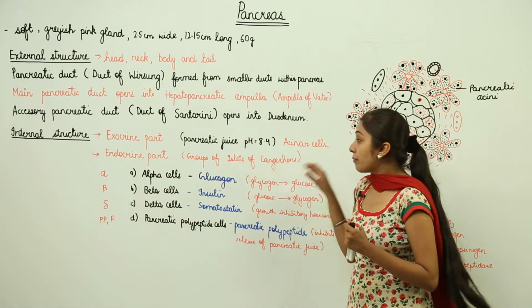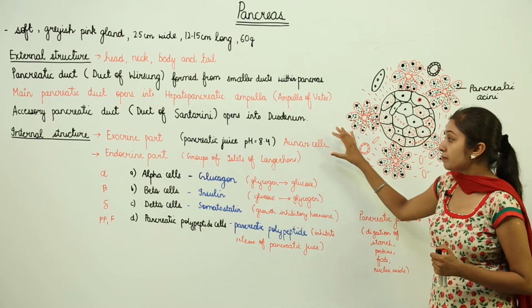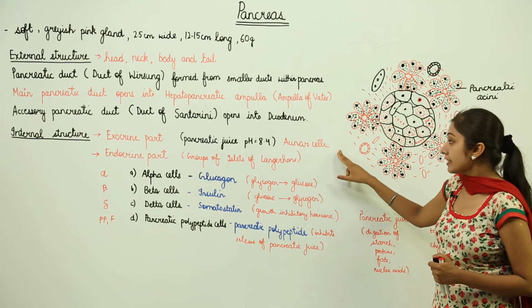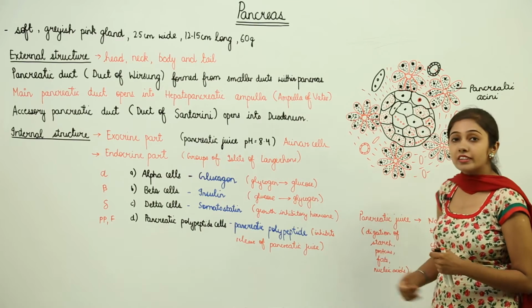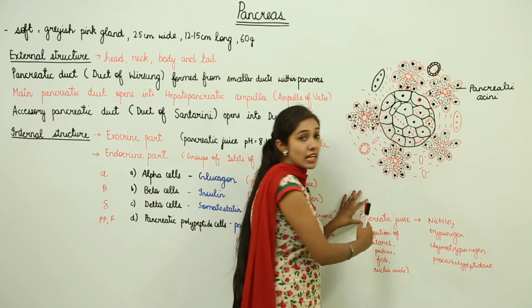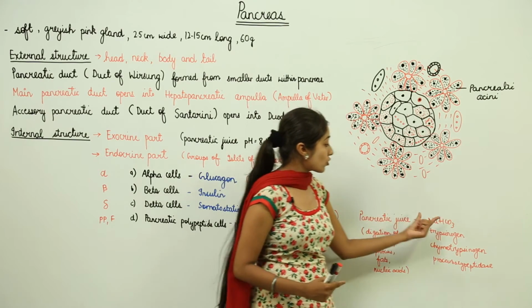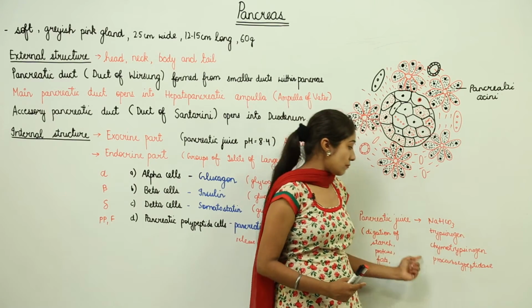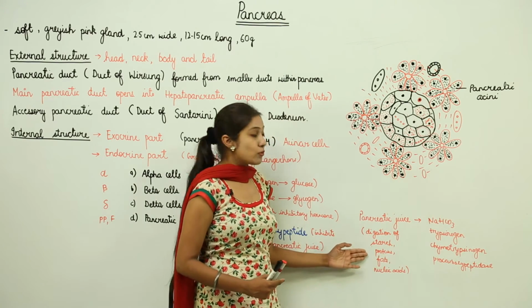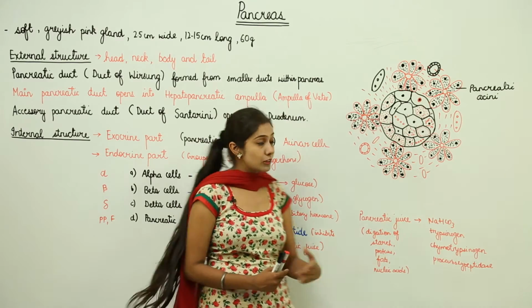So moving back to the exocrine part, remember, which cells are these? The acinar cells, right? They help in the release of the pancreatic juice, and this pancreatic juice contains sodium bicarbonate and these major enzymes, which help in the digestion of starch, proteins, fats and nucleic acids.